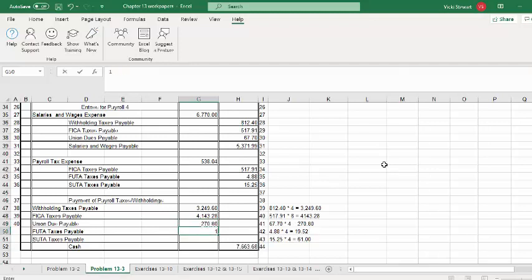FUTA, or federal unemployment tax, is $19.52, and state unemployment is $61. So the total for all of the withholding to remit it is $7,744.20, and we would write a check and credit cash. So that is the conclusion for the demonstration for problem 13.3b.